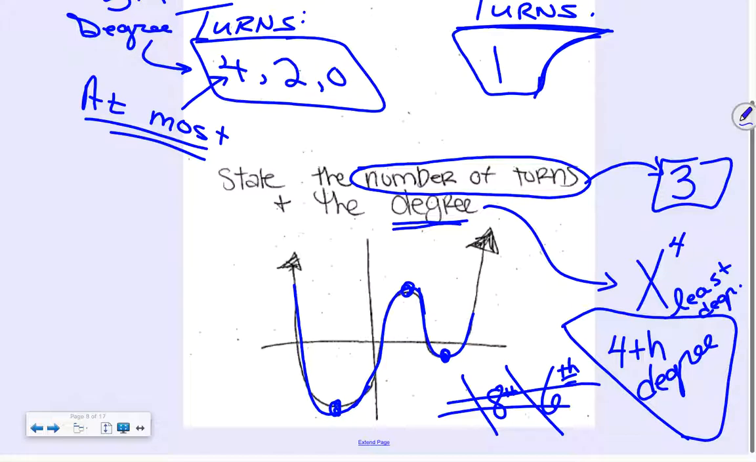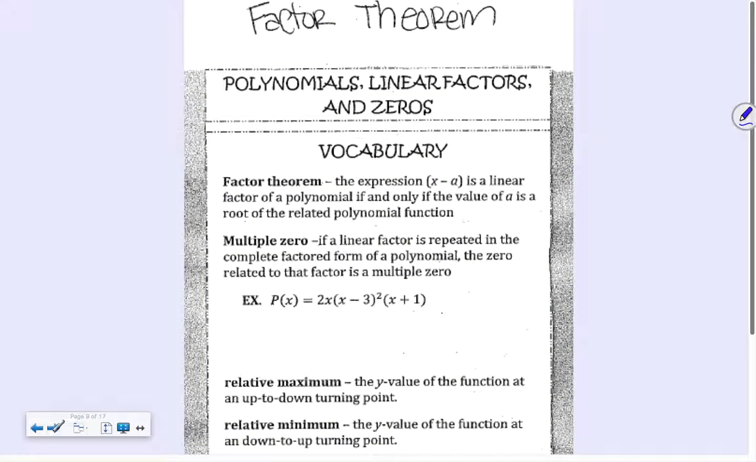So if I look at a polynomial and it turns 9 times, what degree polynomial did it come from? 10. It's a 10th degree polynomial. Okay. If I know the number of turns, add 1, I get the degree of the polynomial. Okay, next up.